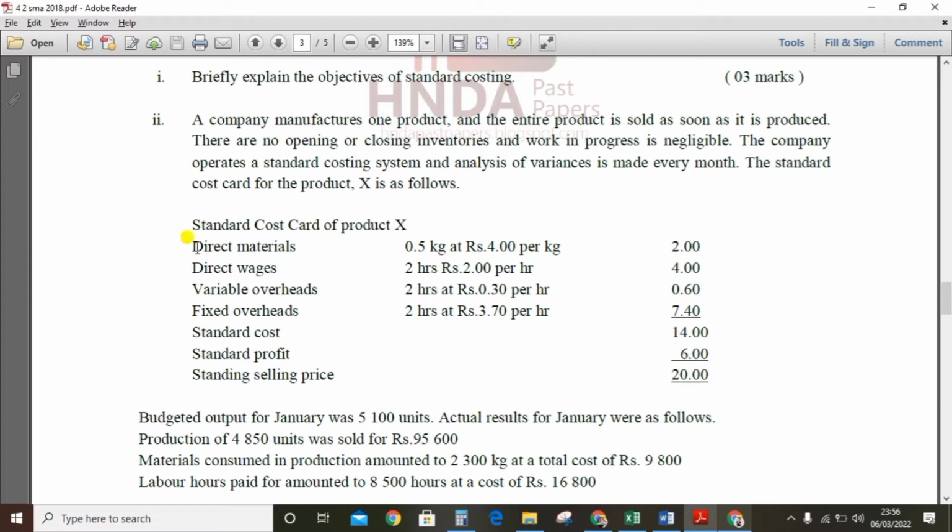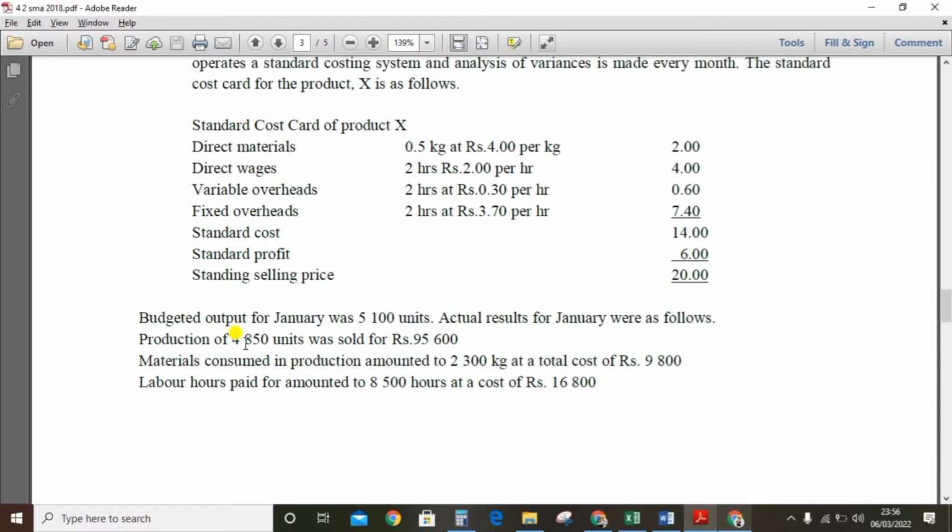So for one unit, direct material is given, direct wages given, variable overheads given, fixed overhead given, total standard cost given per unit, standard profit per unit is given, and the standard selling price is given. The budgeted output for January was 5,100 units. Actual results for January were as follows.